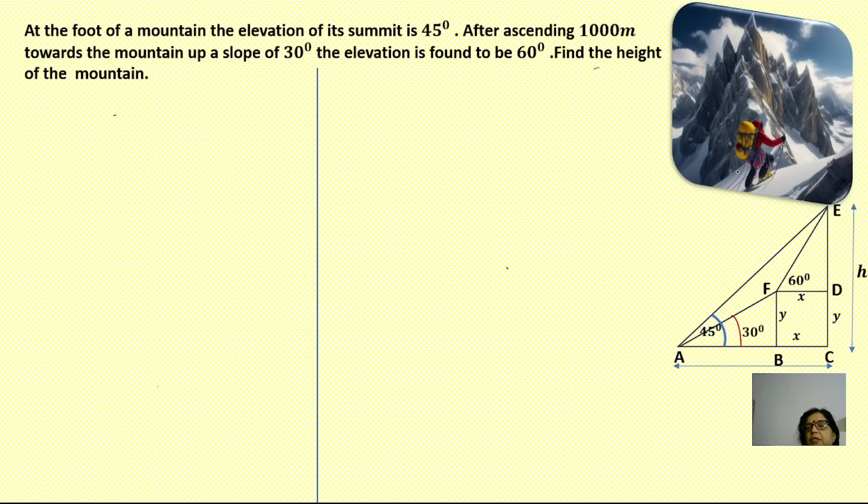So you can see this is a mountaineer. He is climbing the mountain, and when he looks from the bottom, from below the mountain, he finds that the elevation of the summit, that is the peak of the mountain, is 45 degrees.